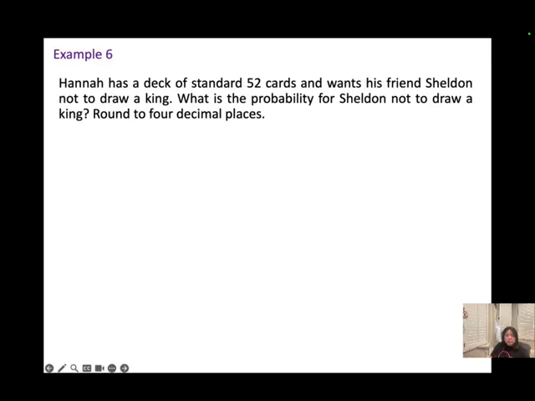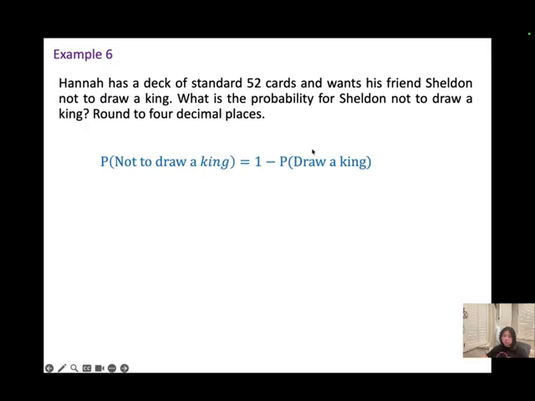Example 6. Hannah has a deck of 52 standard cards and wants his friend Sheldon not to draw a king. What is the probability for Sheldon not to draw a king? Round to 4 decimal places. So when you see questions with not, you could think about the complement formula. Let's write down the complement formula. The probability of not drawing a king, okay, so this is what we're looking for, equals 1 minus the probability of drawing a king.